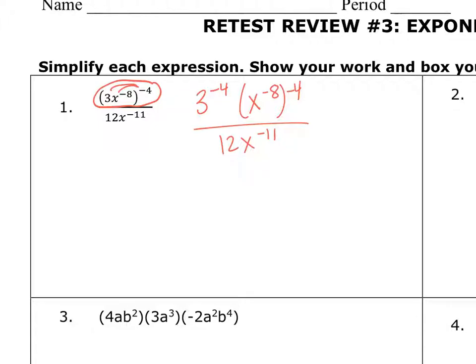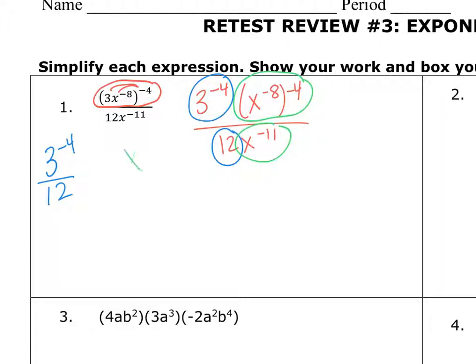Now, whenever I distribute, remember that this is 3 to the -4 as a number. So I don't do 3 times -4. I leave it as 3 to the -4. But I'm going to rewrite my numbers and my letters exactly like I see them.